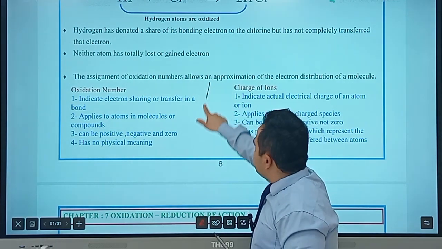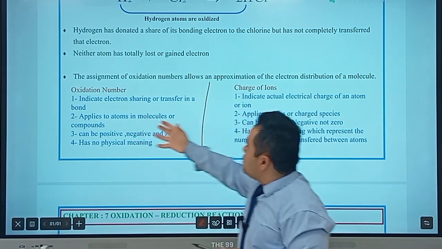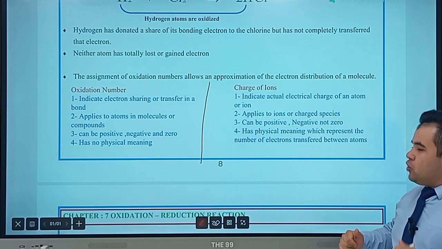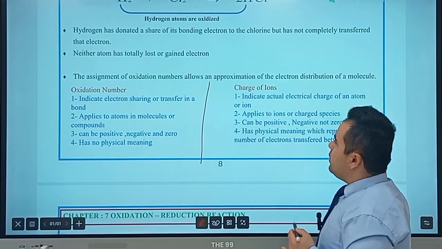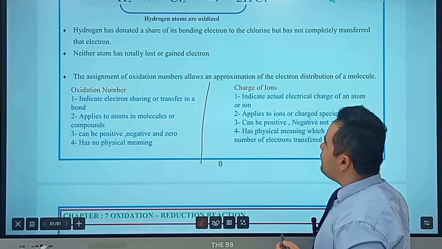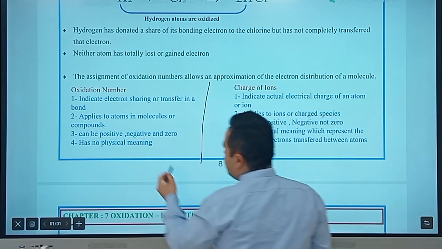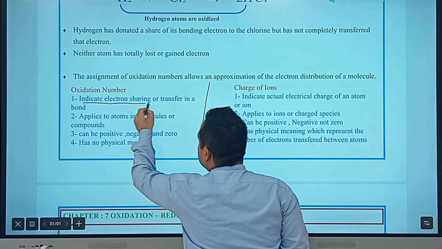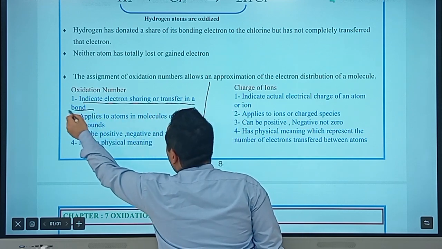Here I have represented the difference between the oxidation number and the charge of an ion. Let us talk about the differences in detail. We have four main differences. First, the oxidation number indicates electron sharing or transferring in a bond.